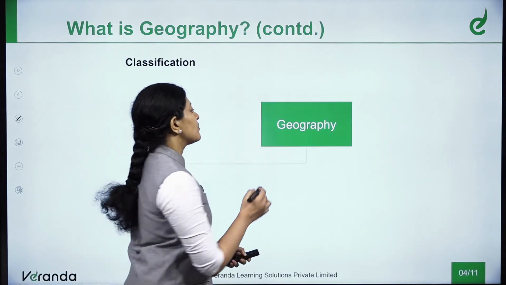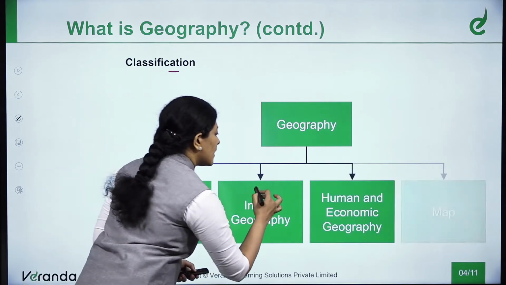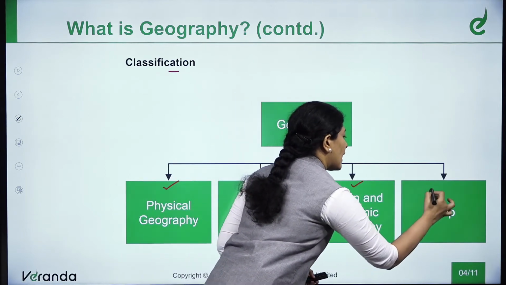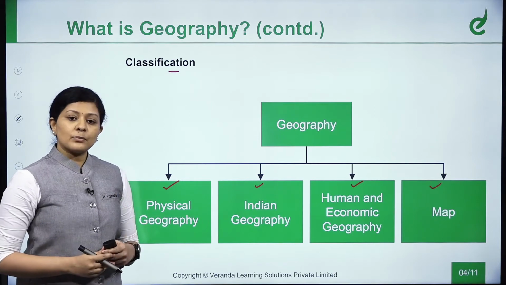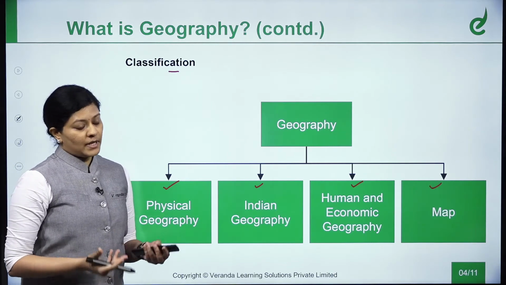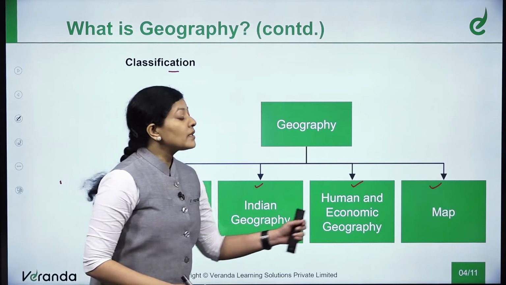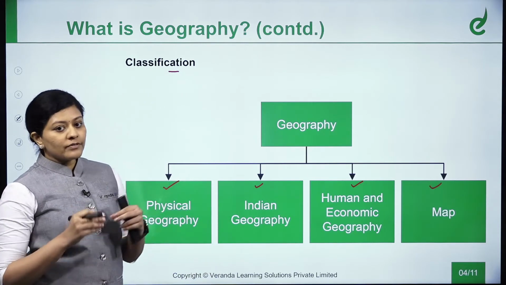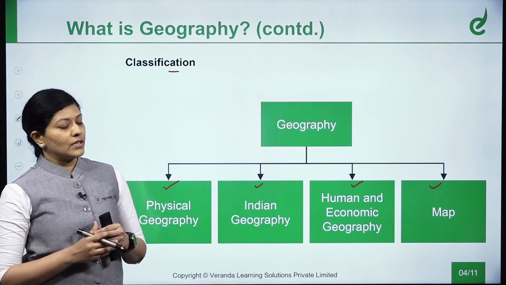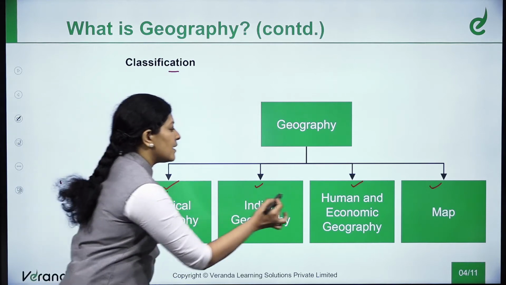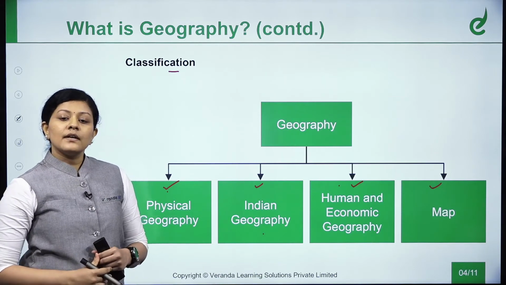So next we'll look into the classification of geography. Geography can be classified as physical geography, Indian geography, human economic geography, and map. This classification is with regard to the exam. So what is physical geography? It is about the physical landforms like mountains, oceans, valleys. Whereas Indian geography, we'll see what it is, and we'll see what is human and economic geography. How a geographical location of a region affects the human over there and the economic activity of the region. So if we study the physical part and the human economic geography part with regard to India, that is what we see in Indian geography.